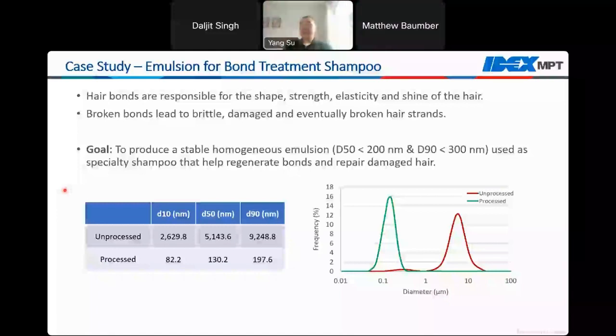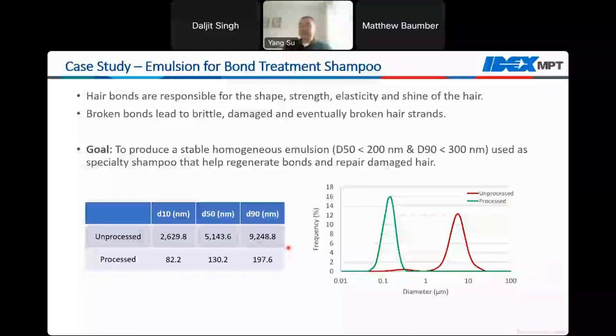That means you need to have your functional ingredients there. You need to achieve a certain desired particle size. In this case, we want to produce a stable, homogeneous emulsion with a D50 particle size less than 200 nanometers. If you're not familiar, D50 is a term used in particle size analysis representing that 50% of the population or the droplets are less than a certain size. In this case, it's 200 nanometers. And D90, with a similar analogy, is 90% of the droplets less than 300 nanometers.